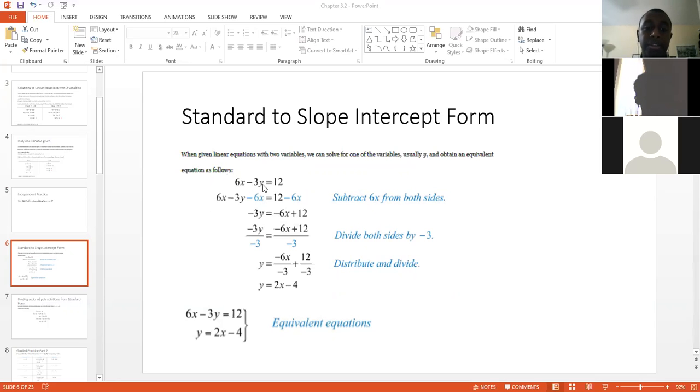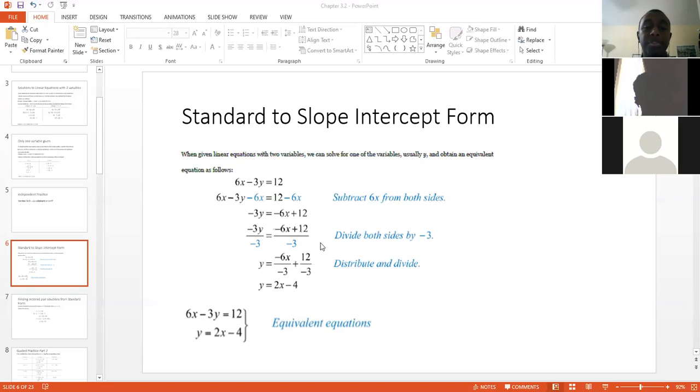So 6x minus 3y equals 12. We're given this as our standard form. We want to get to this. Subtract 6x from both sides. 6x cancels out, so you're left with -3y. And you bring the -6x here. See, whatever you do on the left, you do on the right. So -3y equals -6x plus 12.